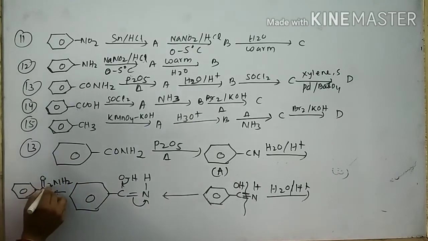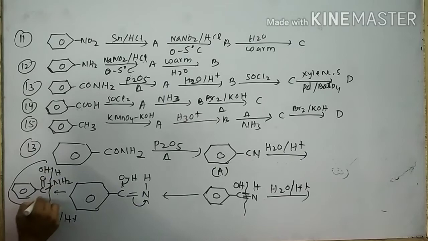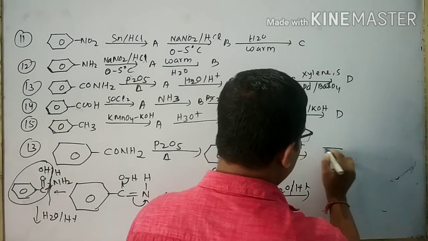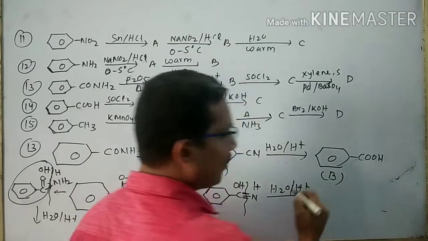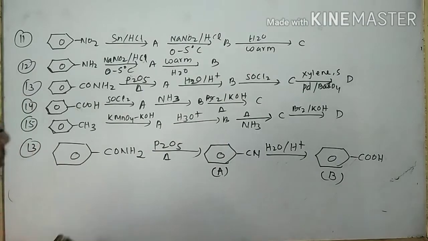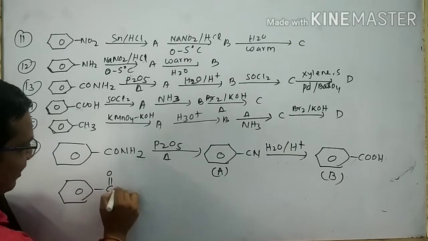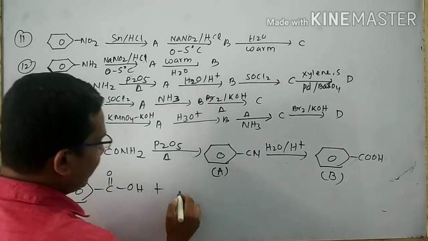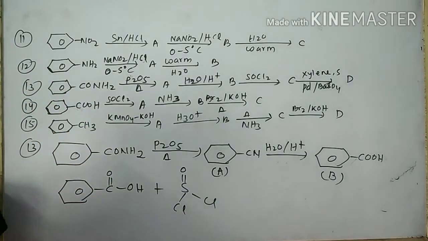Again benzamide undergoes acid hydrolysis. Your OH will be given, your H will be given. This is said to be benzoic acid and the byproduct is NH3. So we can write here benzoic acid. This is considered as the product B. Now B is treated with SOCl2. Look at that. This is the structure of benzoic acid and the structure of SOCl2 is like this. This is the structure of SOCl2. What will happen?